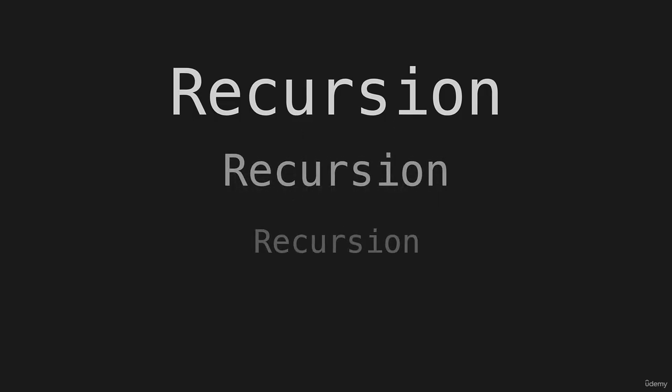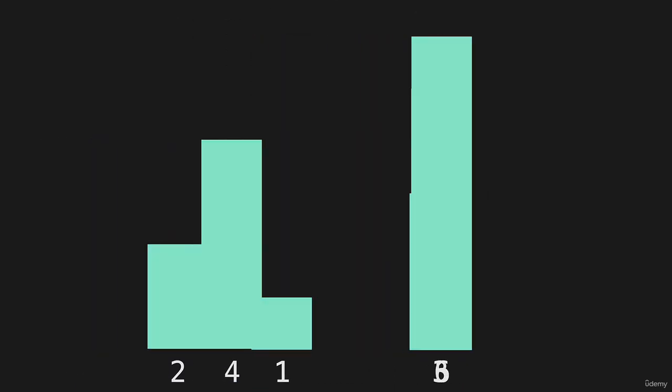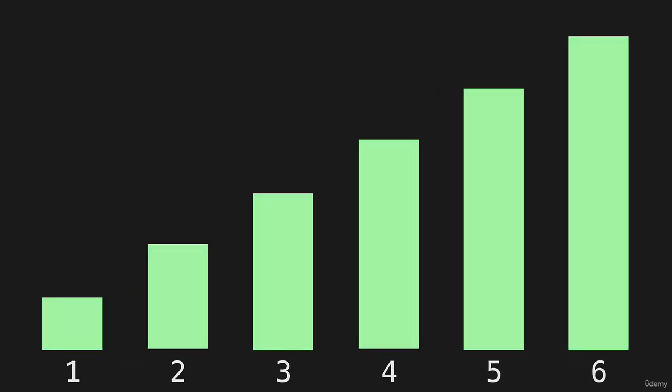Then we're going to move on to recursion. And recursion is when you have a function call itself, and then that one calls itself, and so on. Then once we finish our overview of recursion, we're going to move on to sorting algorithms. And there will be 5 different sorting algorithms.